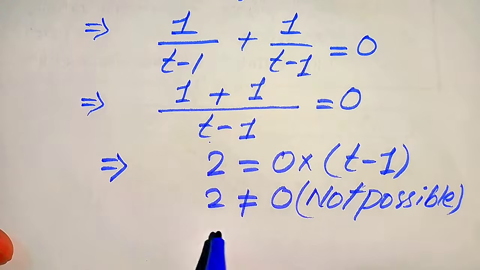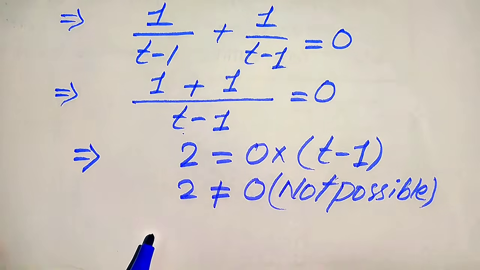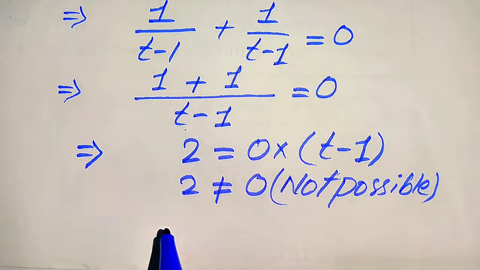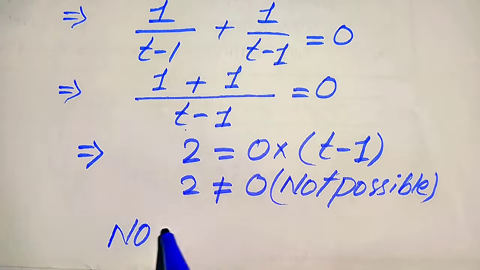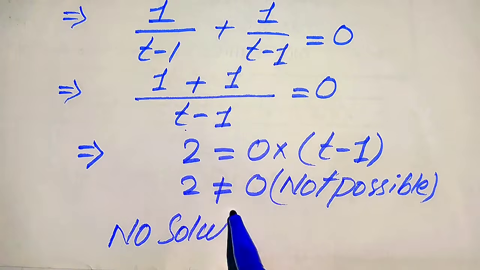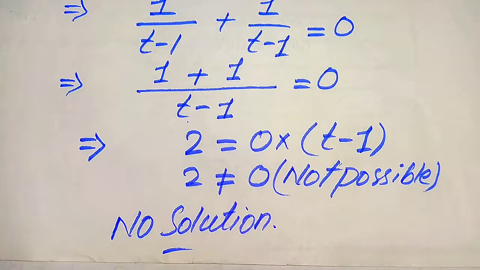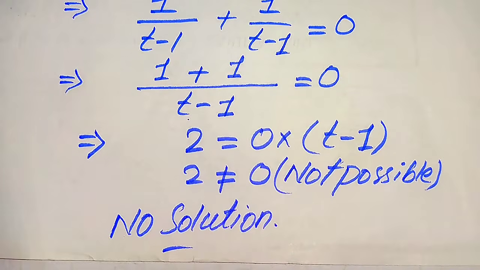This means that we cannot find any value of t in the second case. So this means that from the second method also we have no solution of this problem, or we cannot find any value of t. So this means that in the second method also the given equation has no solution.